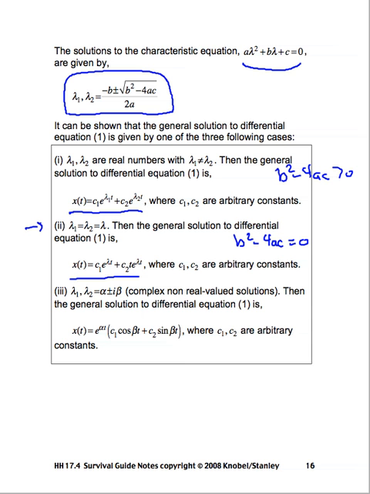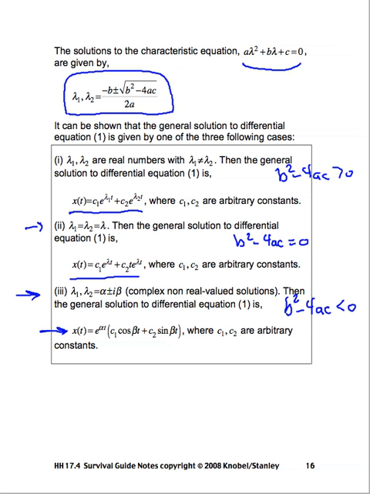In the third case, if lambda 1 and lambda 2 happen to be complex non-real solutions, this occurs when b squared minus 4ac is less than 0, so this is a possibility here. This is the most complicated form of the general solution. You get e to the alpha t times the quantity c1 cosine of beta t plus c2 sine of beta t. And just because of the notation in 3, alpha plus or minus i times beta, I just wanted to explain how this works.